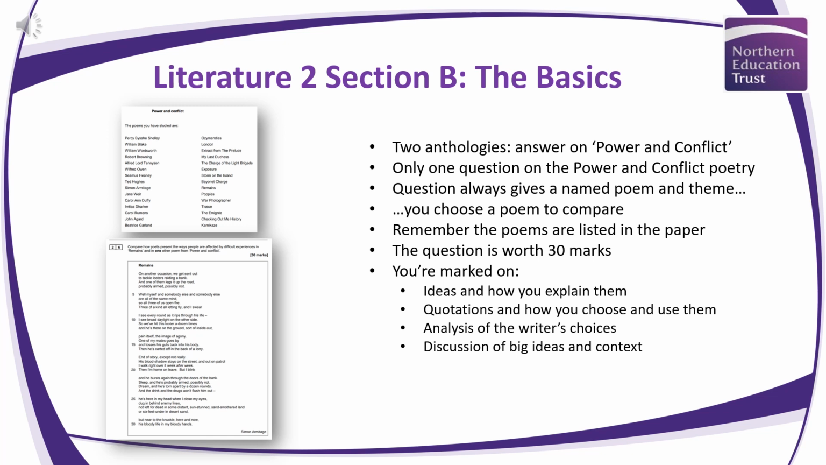If you're ever struggling from a memory point of view, don't forget that you're also given a list of the poems and the poets at the beginning of the section. The question's worth 30 marks, and you're marked on, firstly, how you make links between the texts and how you discuss those links. Secondly, the quotations you choose and how you use them. Thirdly, how you talk about the writer's choices, the techniques and the effect that they have. And lastly, how you discuss the big ideas in the text and/or how you talk about the context.